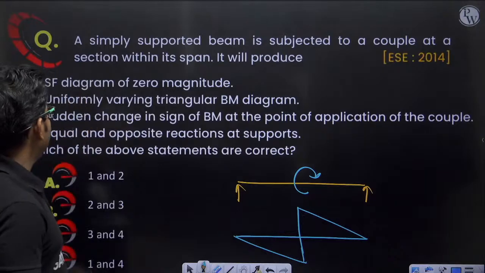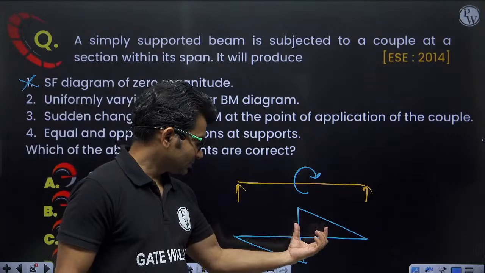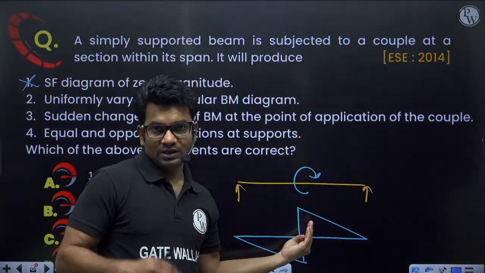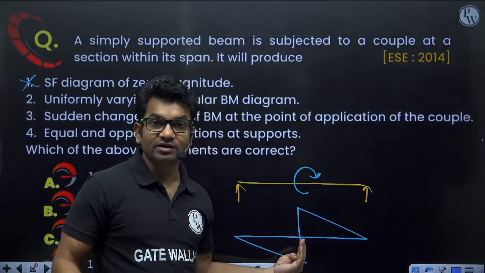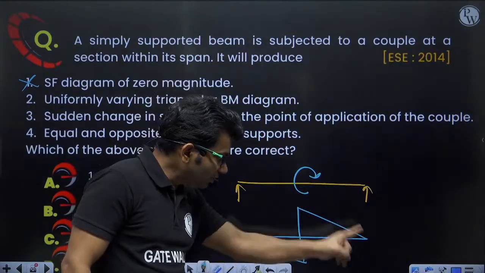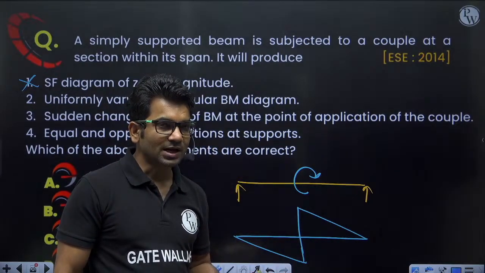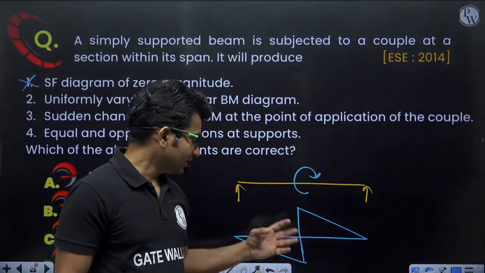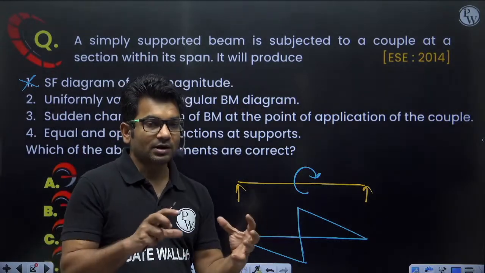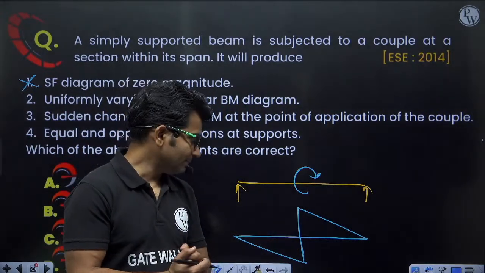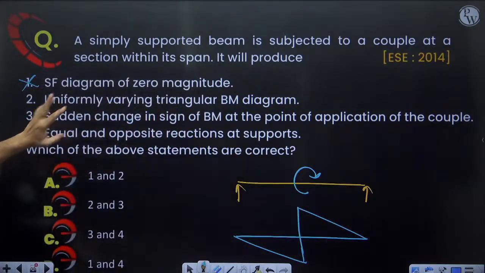Uniformly varying triangular bending moment diagram. In this portion, if you say uniformly varying triangular bending moment diagram, correct. In this portion also, correct. But overall, can we say it is a uniformly varying triangular bending moment diagram? No. It is a combination of two triangles. But let us see the other options, then we will decide on this one.